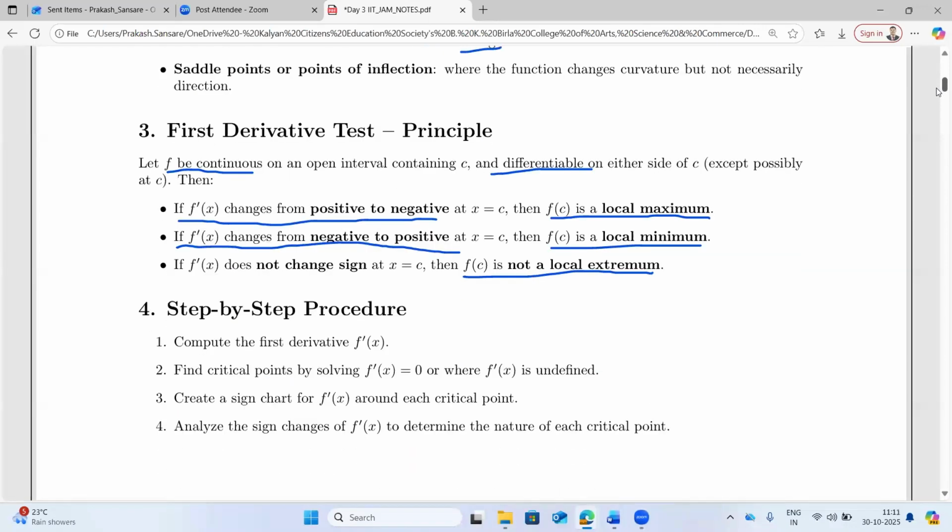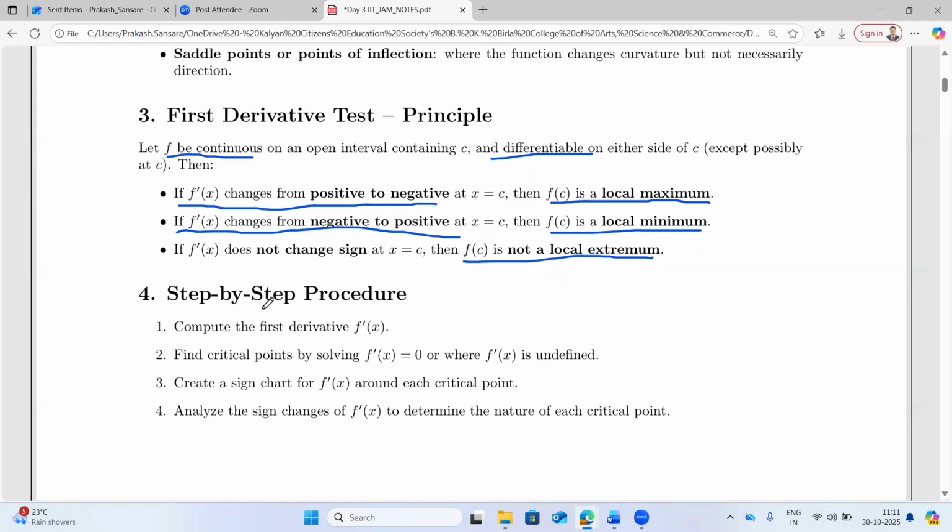Now for the first derivative principle, what are the steps involved? First, compute the first derivative. Second, find the critical points or stationary points. Third, create the sign chart of f'(x) around each critical point, and then analyze the sign changes of f'(x) to determine the nature of each critical point. These two points are very important. If f'(x) changes from positive to negative, then f at c is a local maxima. If f'(x) changes from negative to positive, then it is a local minima.